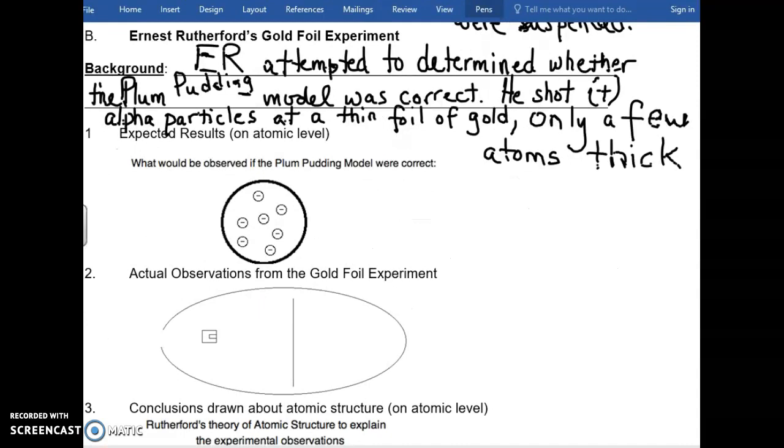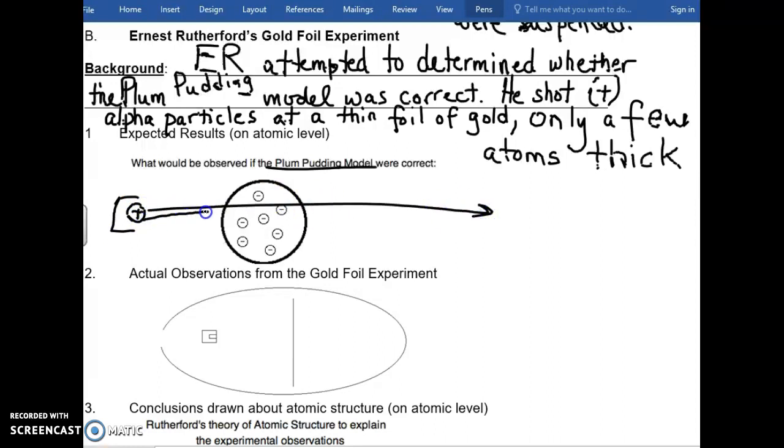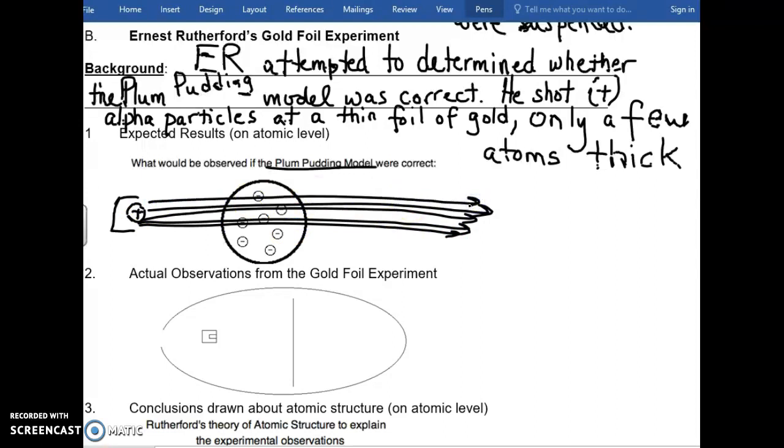Now, as we said in the previous lesson, Ernest Rutherford's goal was to determine whether this model was correct or not, or was in need of revision. So he shot these positively charged alpha particles at a thin foil of gold, only a few atoms thick. Before going to the experiment, he thought that if his teacher, Thomson, was correct, if the plum pudding model was essentially right, the following would happen. His alpha particles, which were positive in charge, should all fly through with little to no deflection, just like this. So if you were to observe them on the other side, you would observe that they would all fly through.